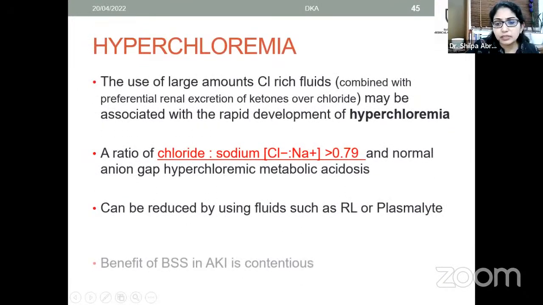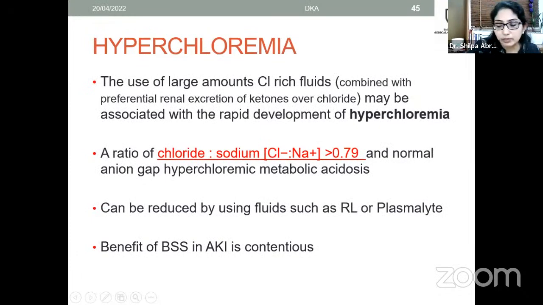Again, hyperchloremia. A patient can develop hyperchloremia if you're giving continuously high chloride containing fluids like DNS or NS. So if the chloride seems to be rising too much, that is, the chloride sodium gap of more than 0.79, then you can reduce the chloride level by changing to fluids like RL or Plasma-Lyte.